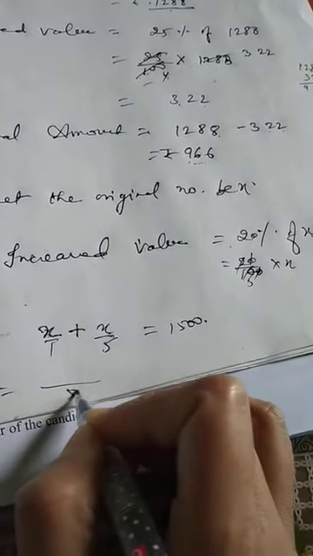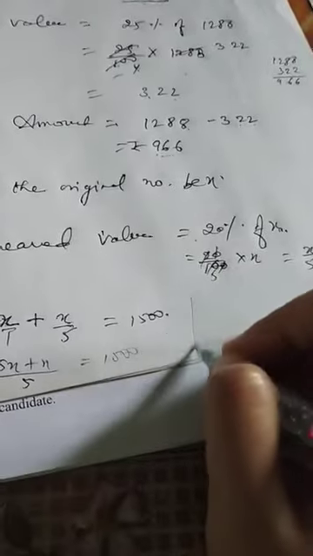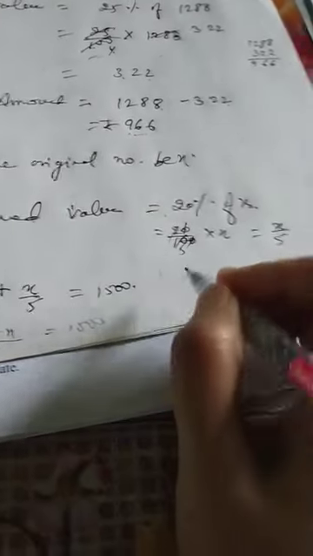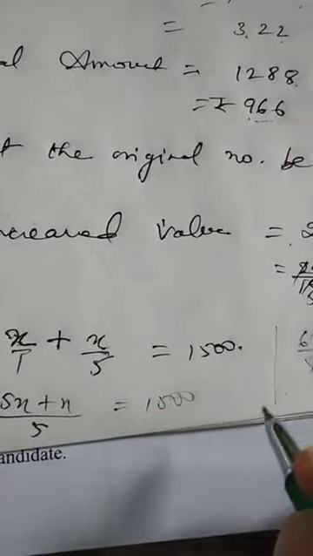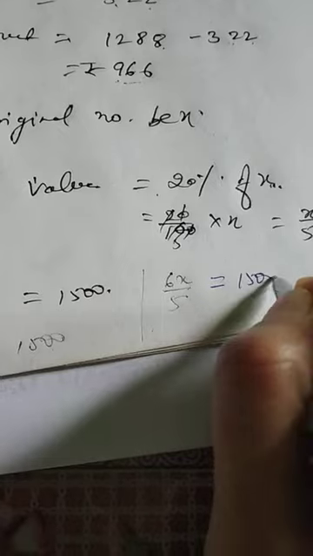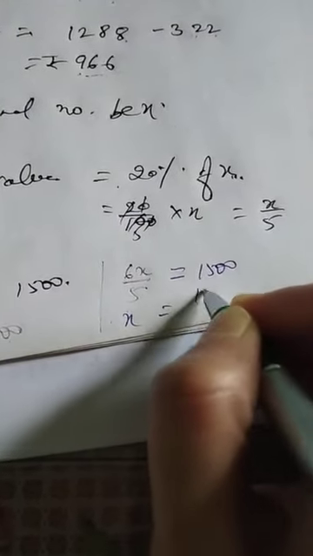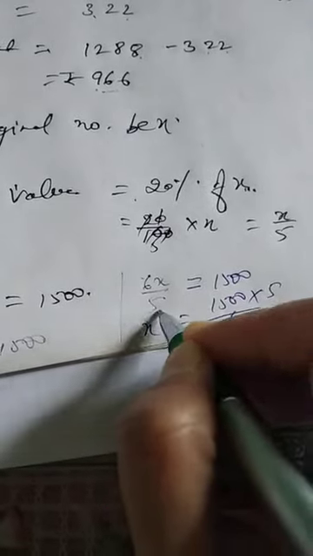So we will take the LCM, students. 5x plus x is equal to 1500. So 5x plus x will be equal to 6x by 5, that is 1500. 6x by 5 is equal to 1500. Then x is equal to what? 1500 into 5 by 6. This 6 will go in the divide and the 5 will go in multiply.